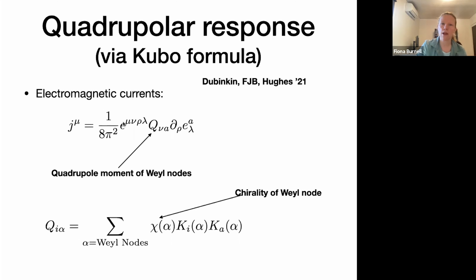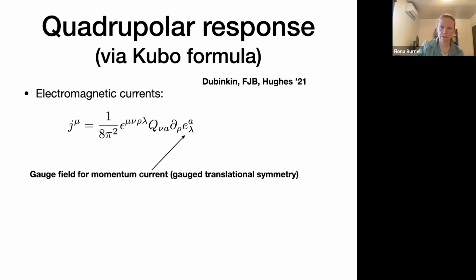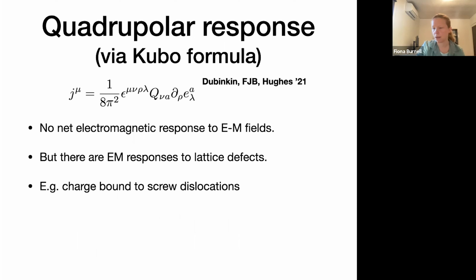And what that means is that the electromagnetic response is proportional to this quadrupole moment, okay? And then there's this piece here, which we should think of as a gauge field associated with the momentum current, whatever that is. So really, what gauge field should that be? That should be some gauge field associated with translational symmetry.